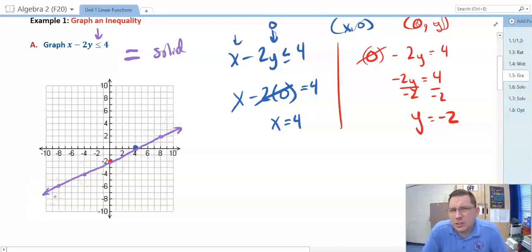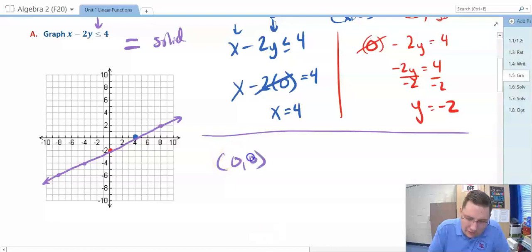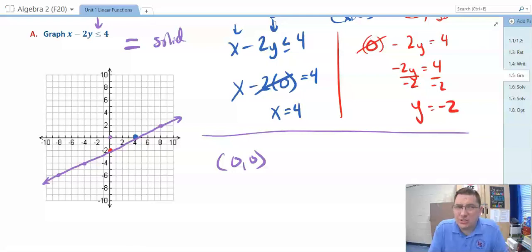Now, your other teachers might have told you different ways to shade this, and some might say look at the inequality, some might say test a certain point. I'm going to tell you to test a certain point. And the best point to test is the origin. If the origin is not along that line, 0, 0, right? If the origin is not along the line, test that point. Because what we want to see is, does this point satisfy the inequality, or does it not satisfy the inequality? Because if it does satisfy, we're going to shade on that side of the line. And if it doesn't satisfy, we're going to shade on the other side of the line.